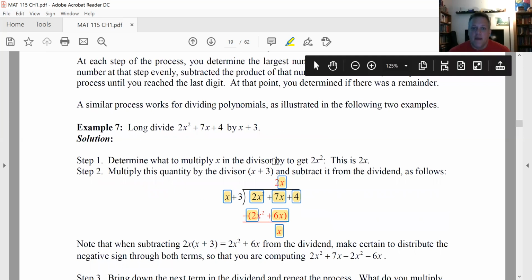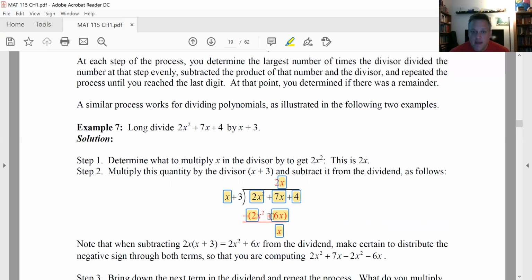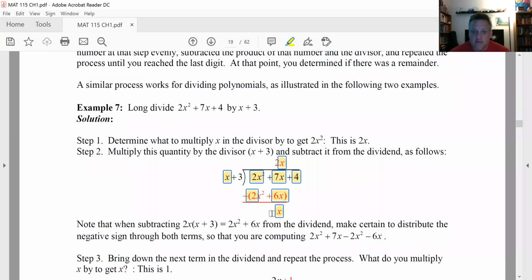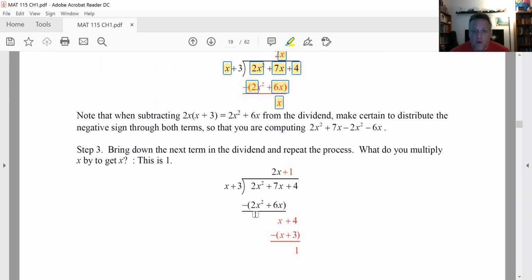Oh, I cannot do that. And so if I do that, I have to subtract a binomial. Don't forget, you have to distribute that negative sign through. And so I'm going to subtract 2x squared minus 2x squared. They have to go out.